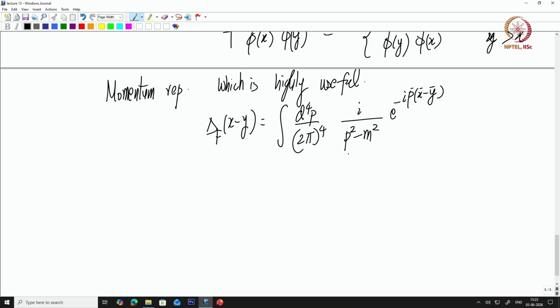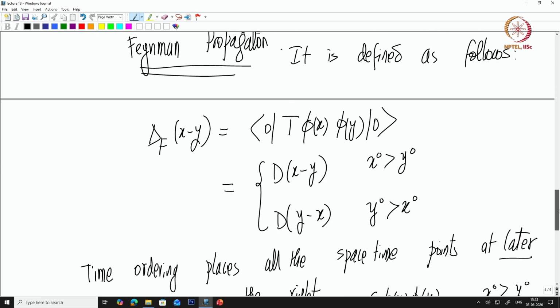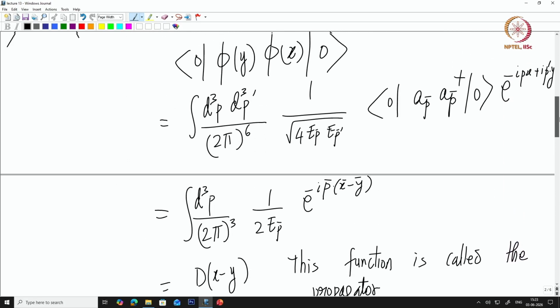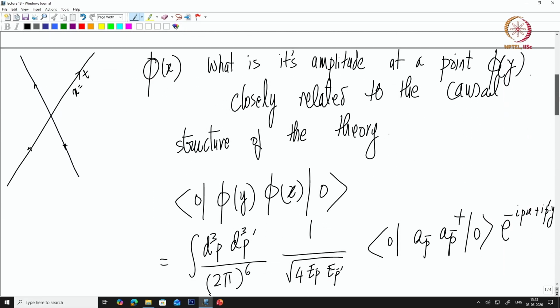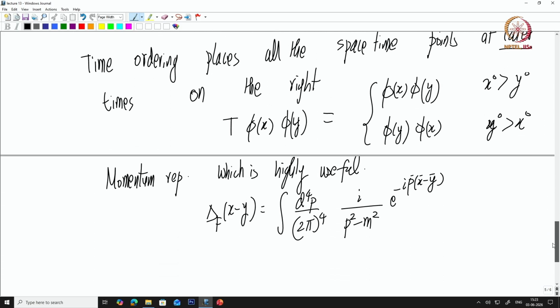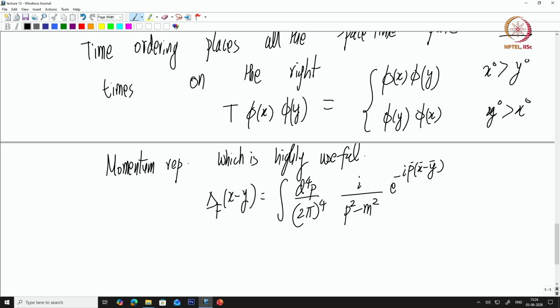Now you see that we have p square minus m square. If you look at this, it is nothing but the inverse of the equation of motion. So what we have done is integrate over the 4 momentum of this function. We have been doing only integration over 3 momentum so far, but here you put in an integration over d power 4 p.